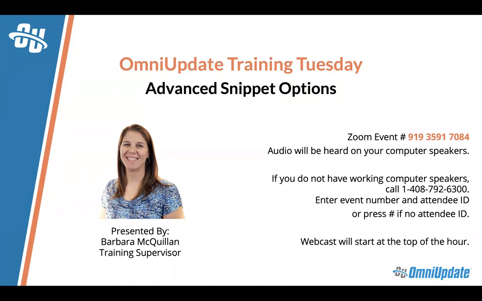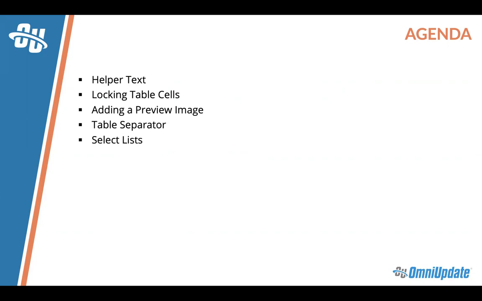When we're talking about snippets, we're going to be focusing on table transformations and really discussing some of the things that you can set up on your snippets to make the editing experience that much easier. So our plan for today, we're going to talk about adding helper text into the snippet table itself. We're going to talk about locking some of the table cells. We'll talk about adding a preview image. And then we're going to talk about two more advanced options, a table separator and select list.